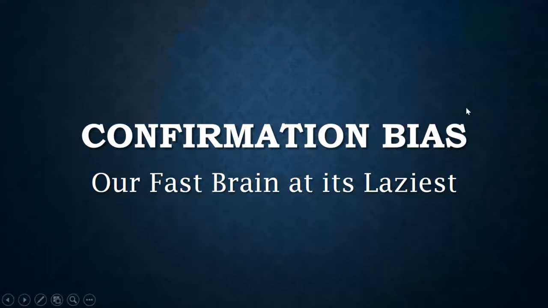So confirmation bias is one of the biggest ones. And this is another classic trade-off thing where on the one hand, this is a great heuristic that our fast brain, our fast mental processing uses to be efficient. But on the other hand, it can lead to so many errors in the wrong brain.